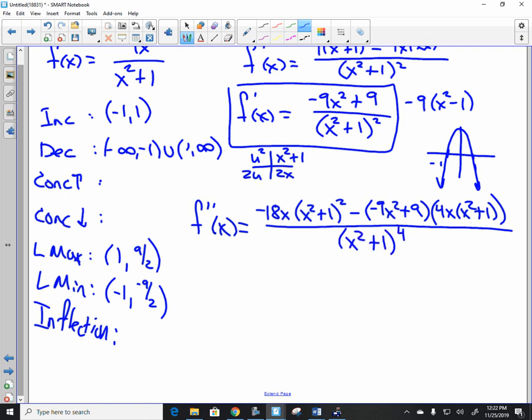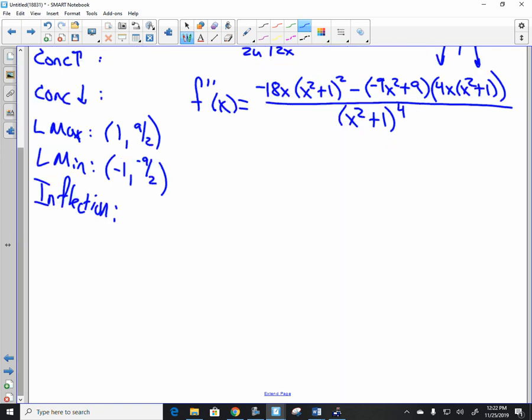X squared plus 1 to the 4th. What can I get to cancel? I can factor out an x squared plus 1 and get that to cancel. Very good. So that will cancel and drop that to 3, and this will be reduced to 1. So it looks like in the denominator, I have x squared plus 1 quantity cubed.